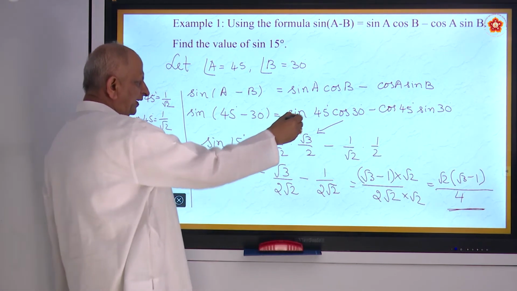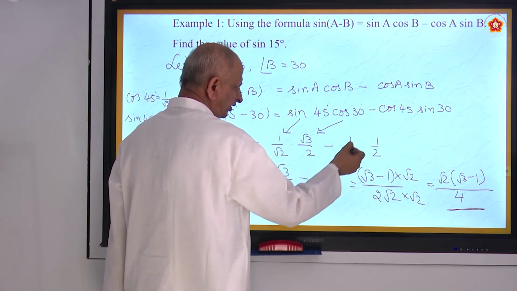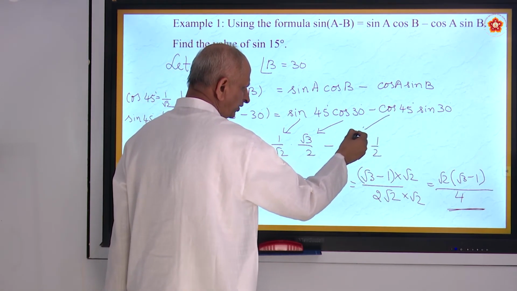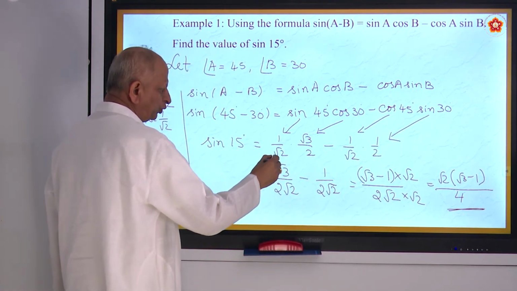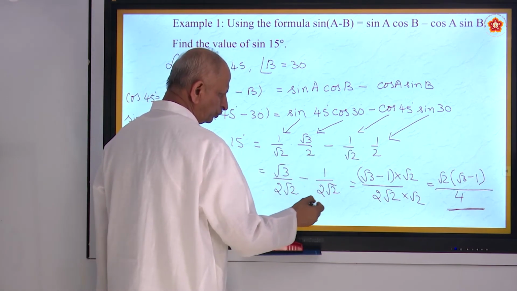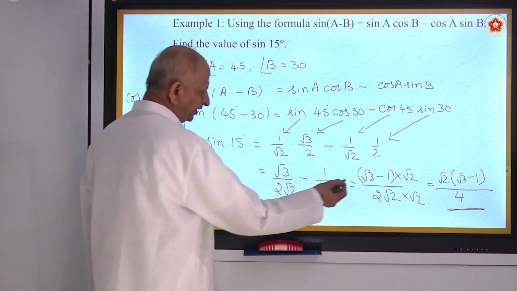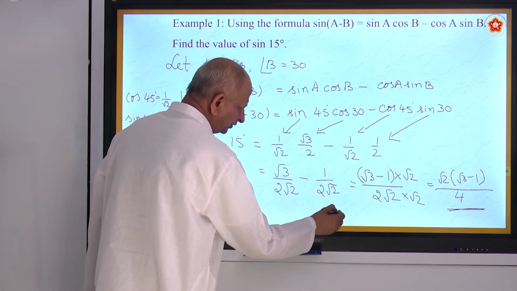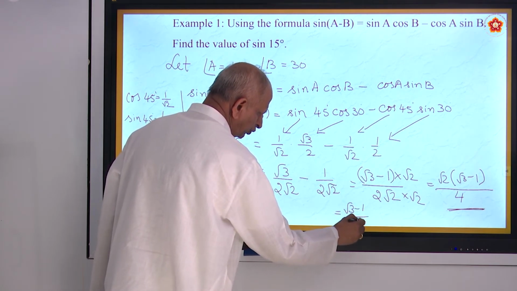So, sine 45 is 1 by root 2, cos 30 is root 3 by 2, cos 45 is 1 by root 2, this is cos 45, this is sine 30. So, here it is root 3 by 2 root 2 minus 1 by 2 root 2. LCM is 2 root 2. So, it is enough if you write like this: root 3 minus 1 by 2 root 2. That is enough.